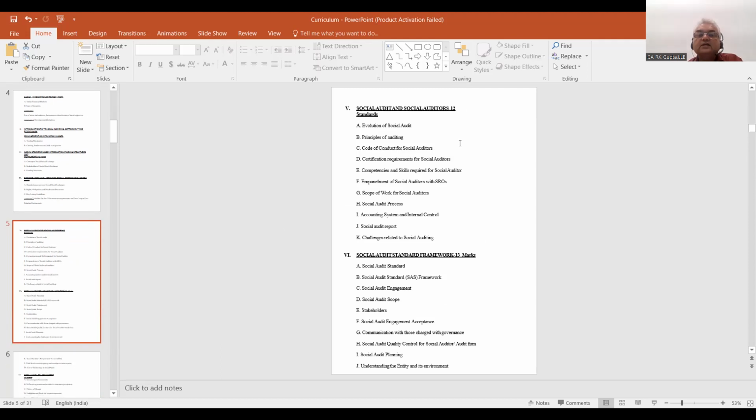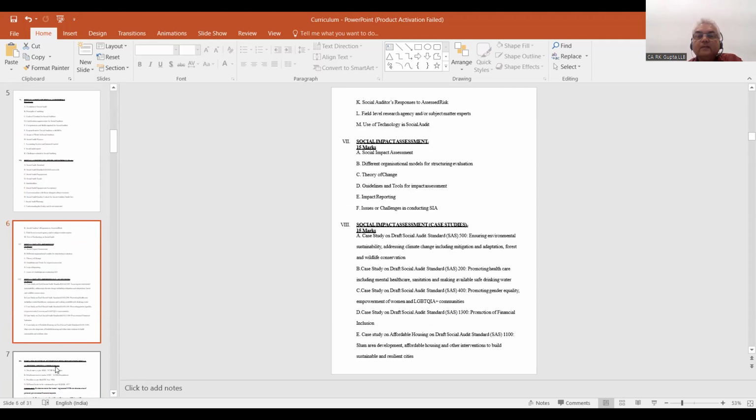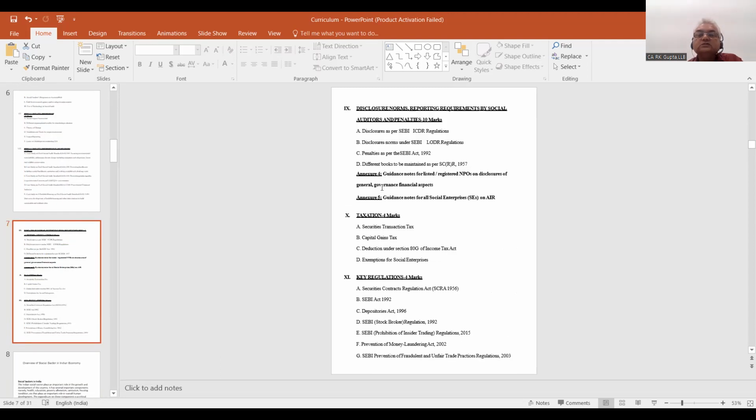Social audit and social auditors, 12 marks. Social audit standards framework, 13 marks. Social impact assessment, 15 marks. Social impact assessment case studies, 15 marks. Disclosures, norms, reporting requirements by social auditors and penalties, 10 marks. Taxation, 4 marks. And key regulations, 4 marks.